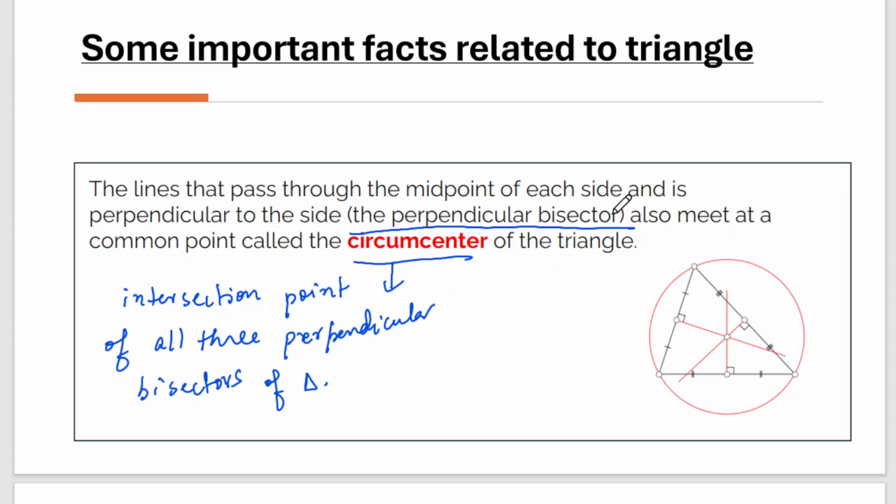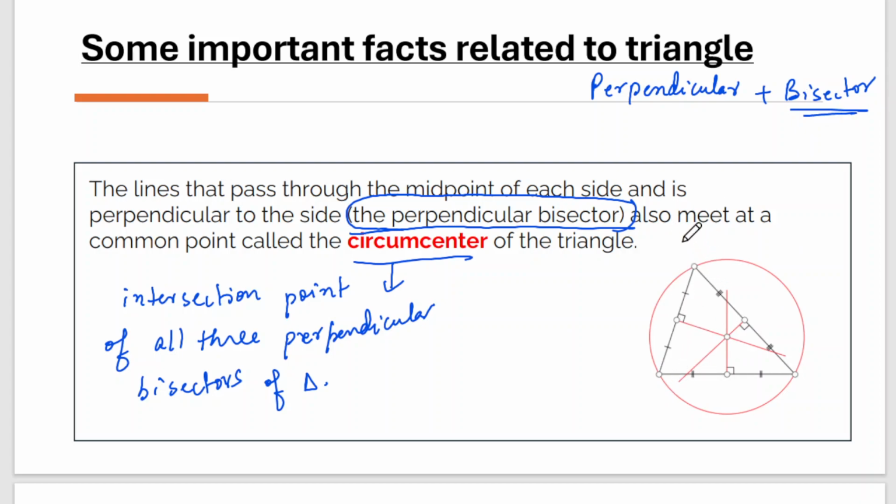Now you will ask me, sir, what is the meaning of this perpendicular bisector? Okay, see, there are two words involved here. One is perpendicular and another is bisector. Okay, now what is the meaning of perpendicular? That means it is 90 degree. And what is the bisector? It means it divides into two parts. So if I draw a point, that means you can see bisectors of side.